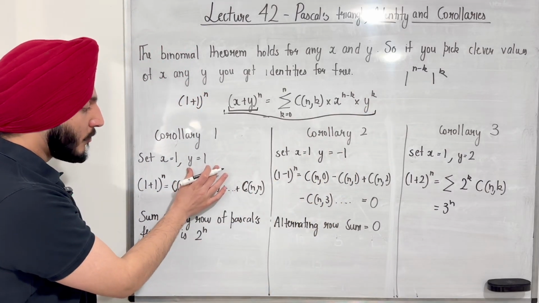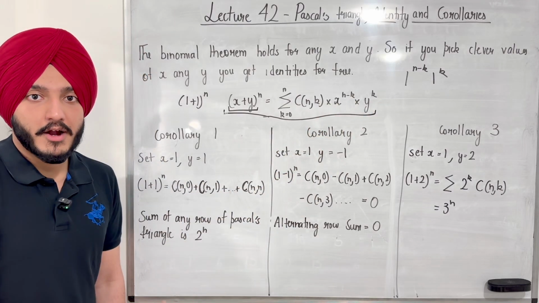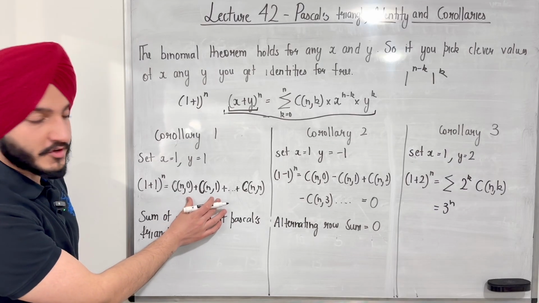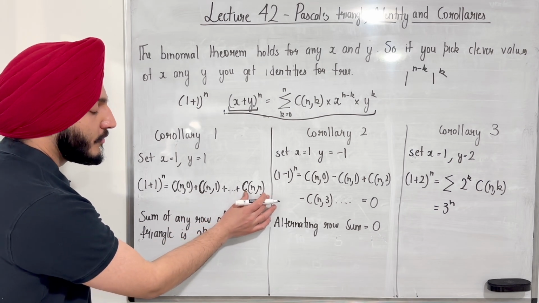So if x and y are 1, this x to the power of n minus k and y to the power of k doesn't really matter. It just gets removed from the equation. So you're left with the sum of the coefficients, right? And what is the sum? It's pretty much C(n,0) plus C(n,1) plus all the way up to C(n,n).